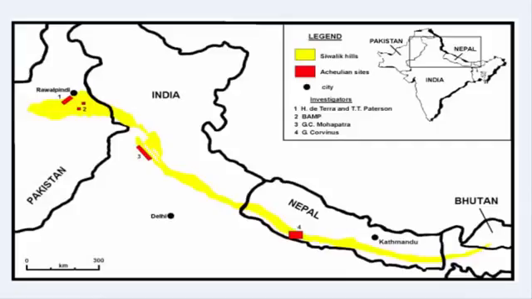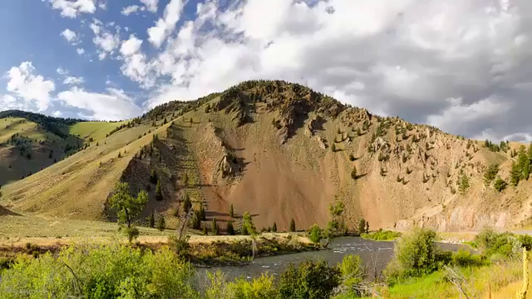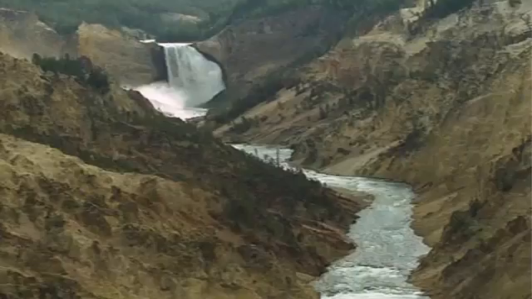Now let's try to understand this Bhabar zone. If you look at this map, this is the Shivalik hill. And when there are hills, they are bound to have slopes. And when there are slopes, there are in between cuts. In between the hills, there are cuts, deep cuts, which are in V shape.